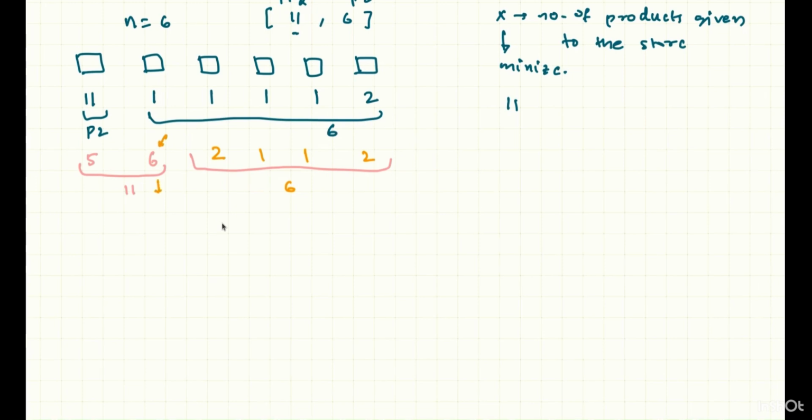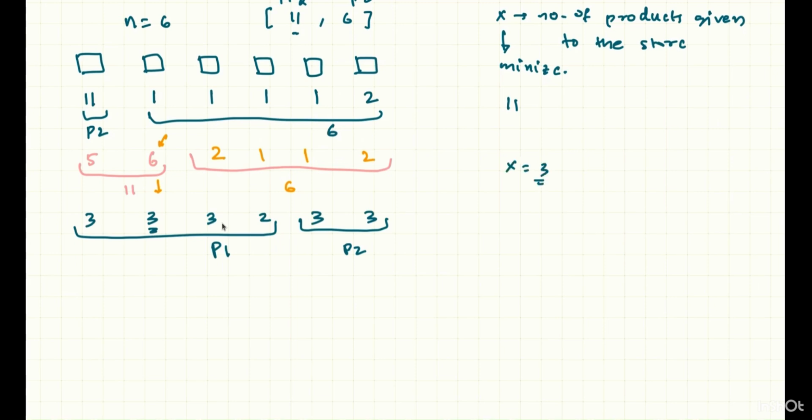Let's try to take another example. If we give 3 products of p1 over here, 3 products of p1 over here, 3 products of p1 over here, we are done with 9 products and we can give 2 products of p1. And for p2 we can give 3 products to the 5th store and 3 products over here. So we are also done with all p2 products, right? So the maximum products given to any store is 3. So the optimal value for x is 3. 3 is the minimum value, and it is the maximum number of products which can be given to any store in this particular combination.